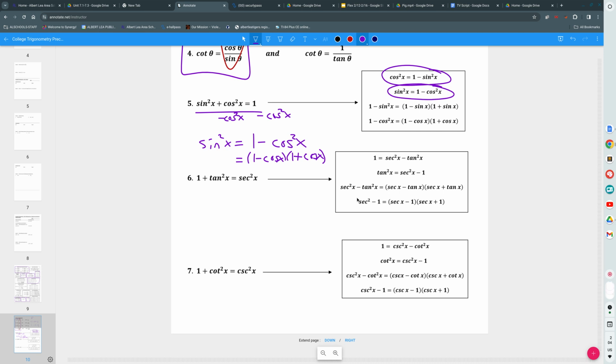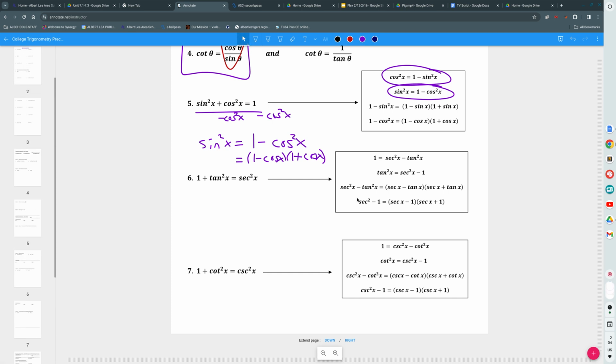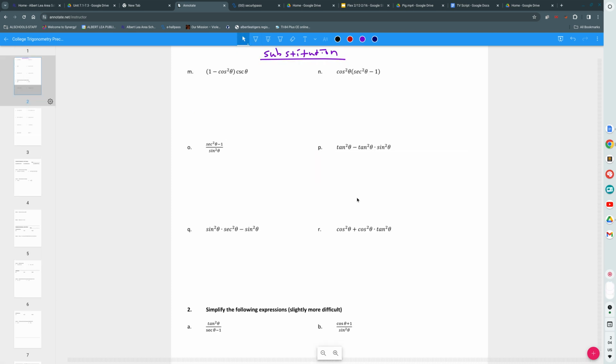You don't use all of them at once, but they come up from time to time. So when I am faced with an example that looks like this problem, letter M here, I see a 1 and I see a squared, and that draws me to something that sits on that sheet. And what is 1 minus cosine squared? Sine squared. So all of a sudden, this problem turns to sine squared of theta times the cosecant of theta.